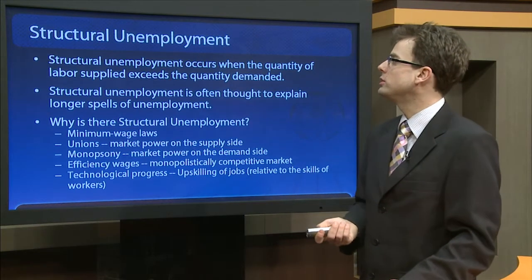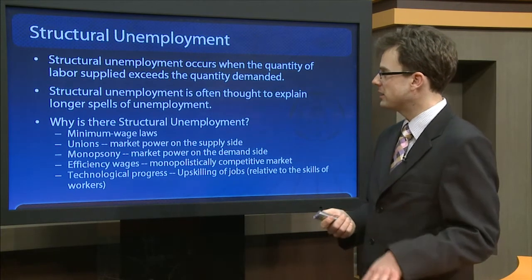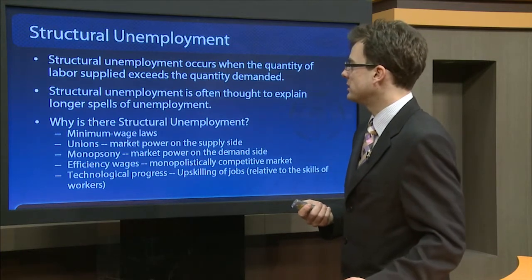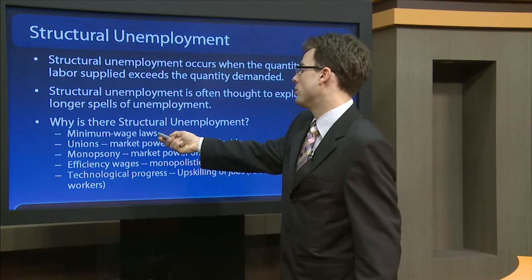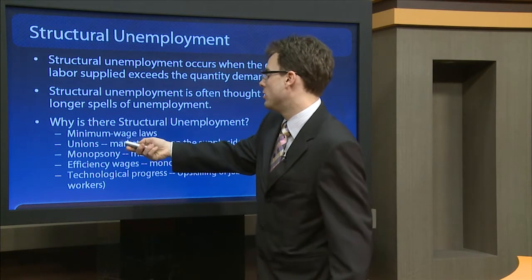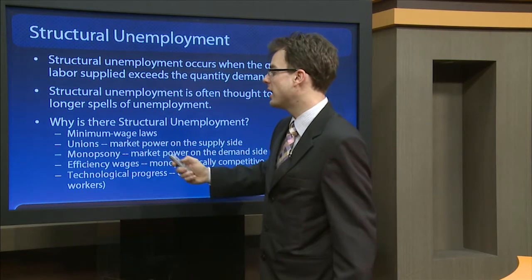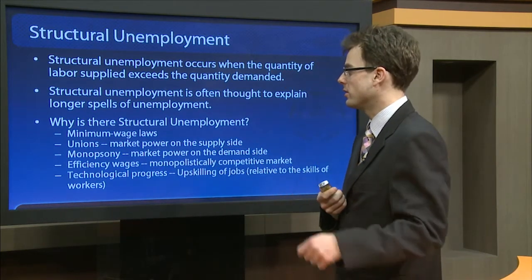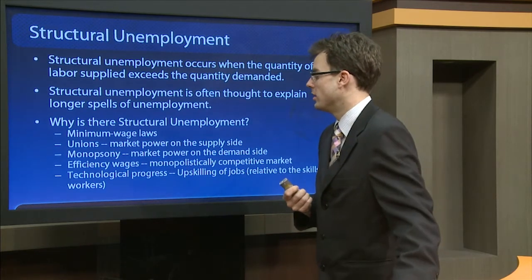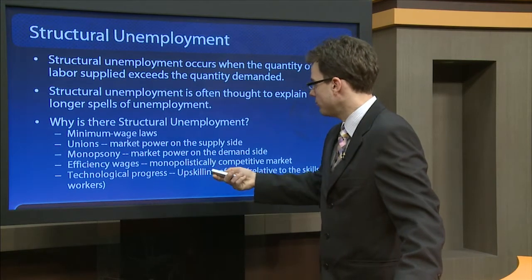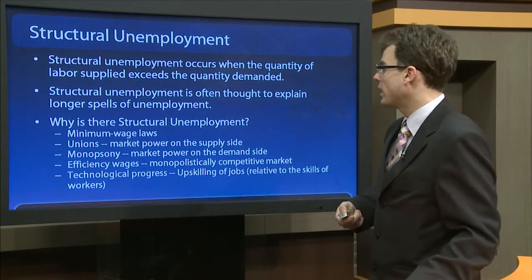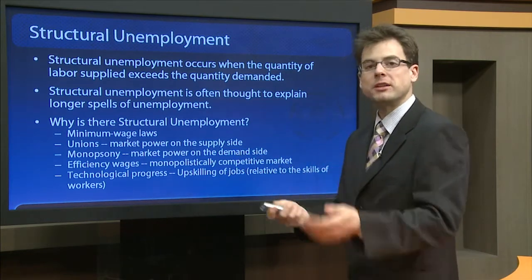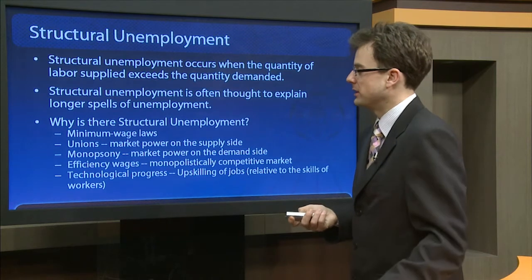Okay, let's turn to structural unemployment a little bit. I said that structural unemployment exists because of some systemic reasons, some cultural, legal reasons. The government might set minimum wages. There could be market power on the supply side or on the demand side. We will also discuss the model of efficiency wages, and we will compare it to the monopolistically competitive market structure that we studied before. And I said that because of technological progress there is a continuous need for upskilling of workers in the economy, and that results in unemployment.